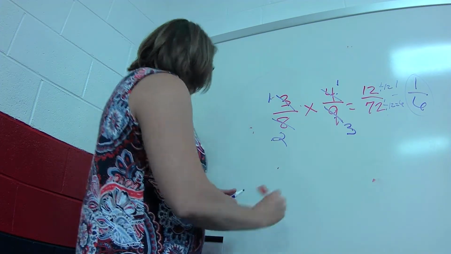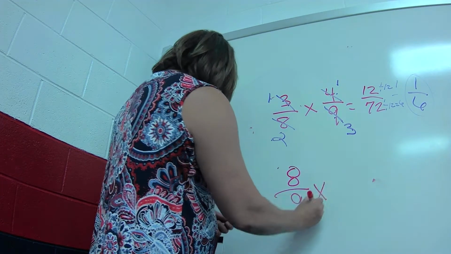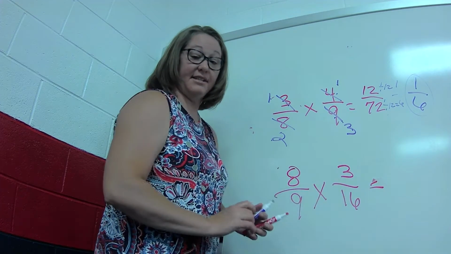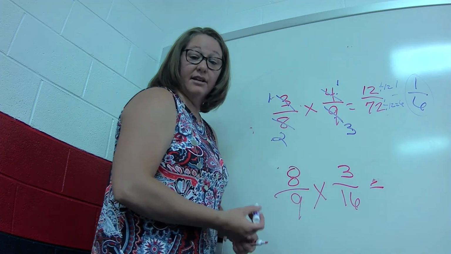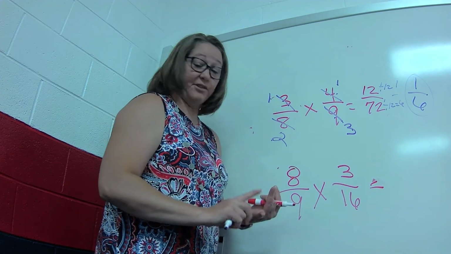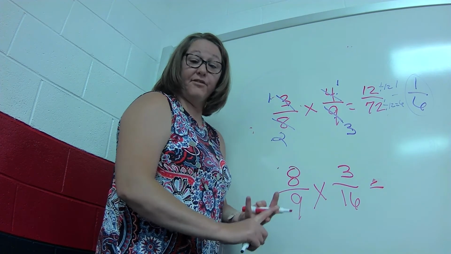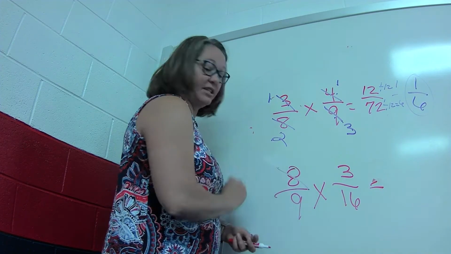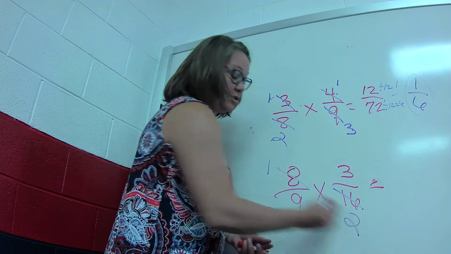All right, let's do 8/9 times 3/16 with cancellation. All right, so we're going to look at the 8 and the 16. We have a common factor of 2, we have a common factor of 4, and we have a common factor of 8. So let's reduce by 8. 8 goes into 8 one time. 8 goes into 16 two times.